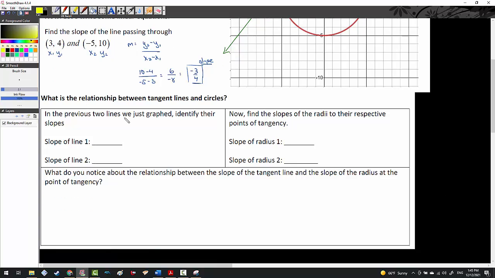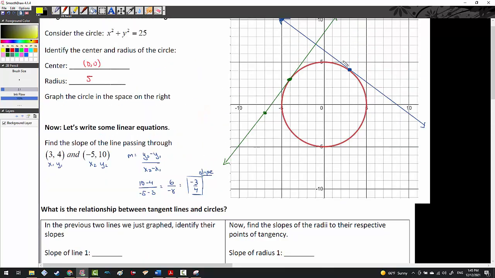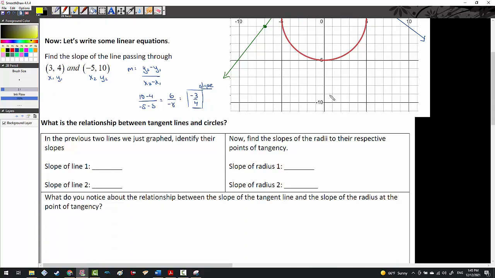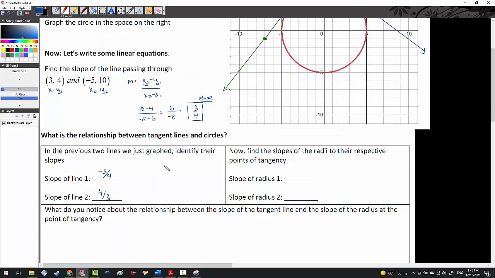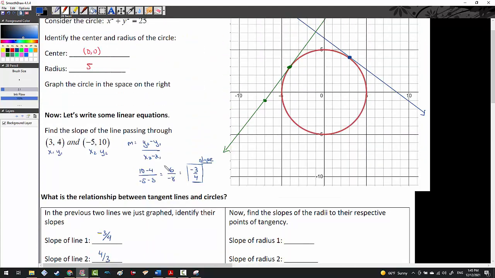And it says, in the previous two lines we just graphed, identify their slope. So the slope of the first line, this blue line here, was negative 3/4. And so we'll go and write that down here. Negative 3/4. And the slope of line 2 ended up being 4/3. I apologize, I did delete that part of the problem, but if you want, you can go back and take a look at what that slope actually was.